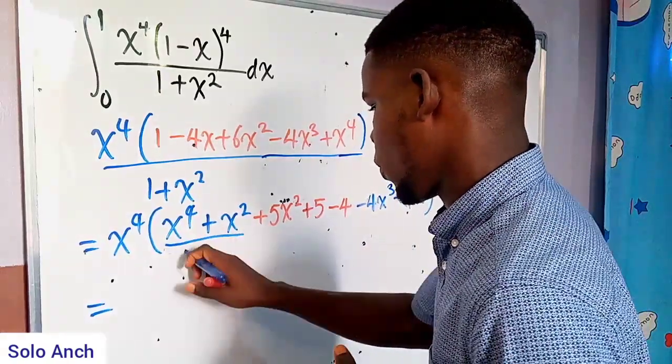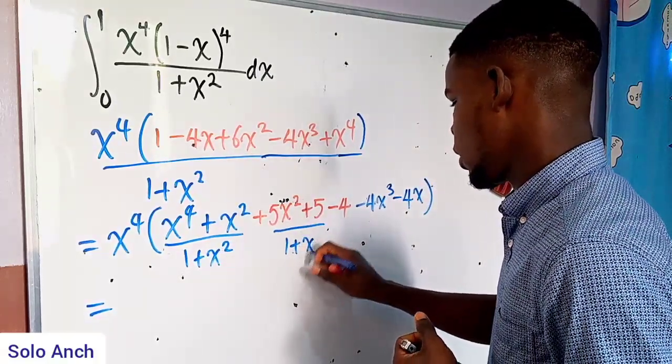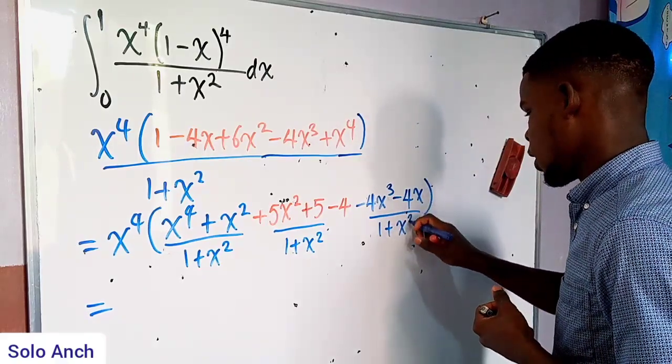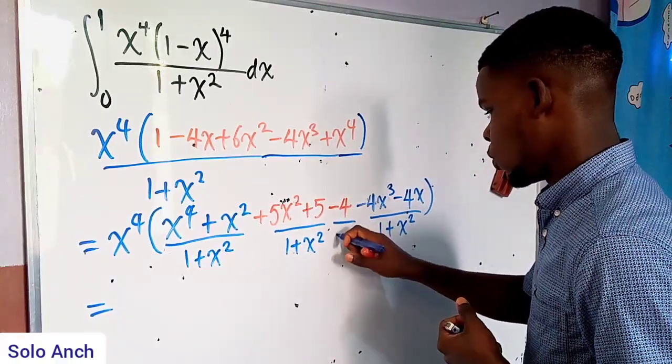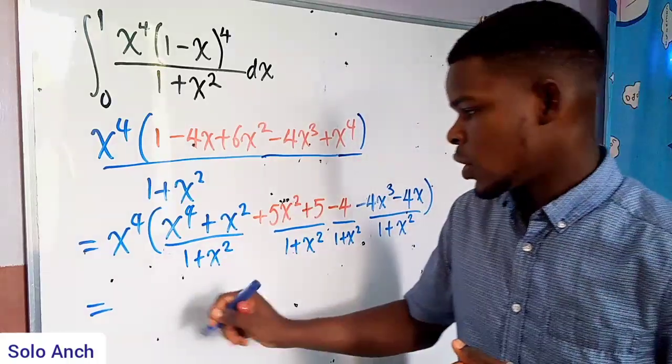So I'm going to take 1 plus x squared, take this one, 1 plus x squared, right? And let's take these two together, 1 plus x squared, and then we keep this one on its own, 1 plus x squared. So I just split the fraction, right? So let's see what we have.